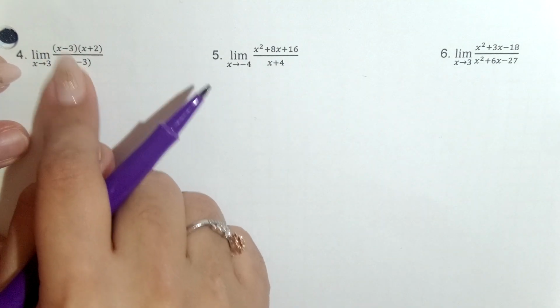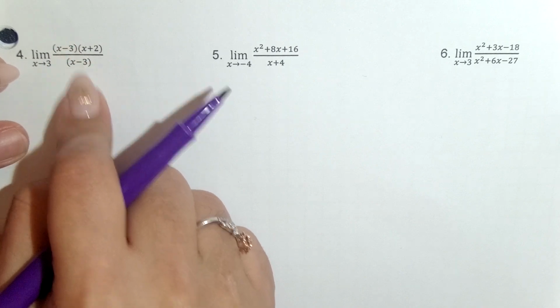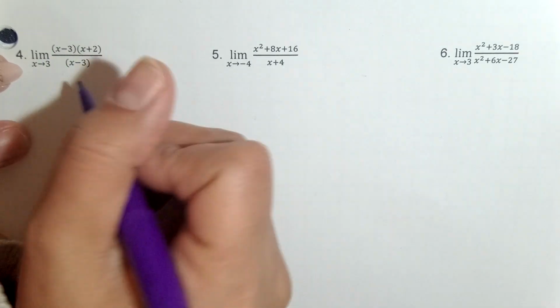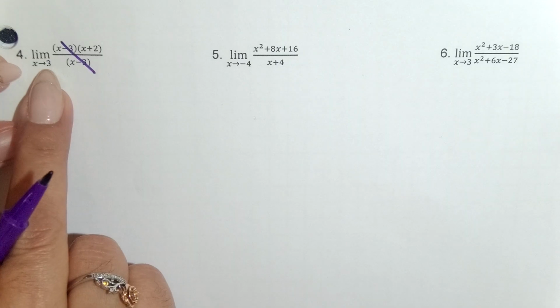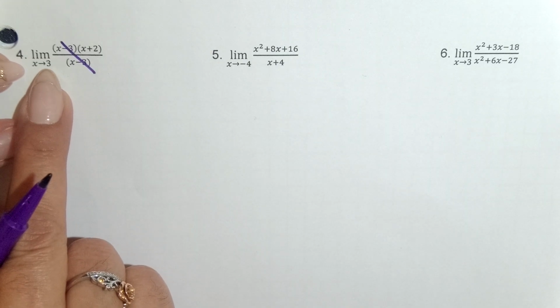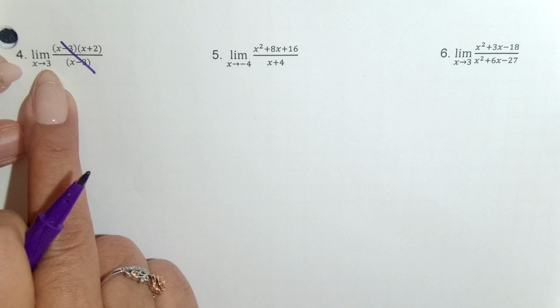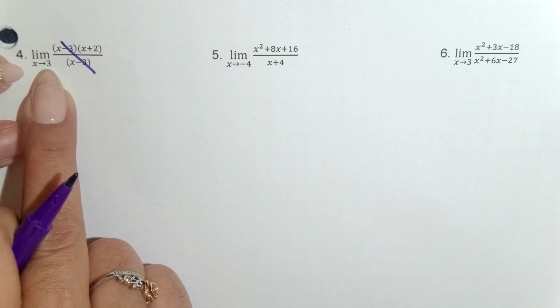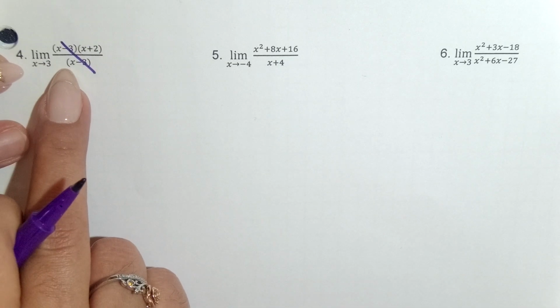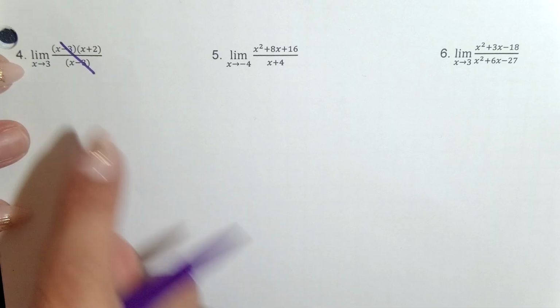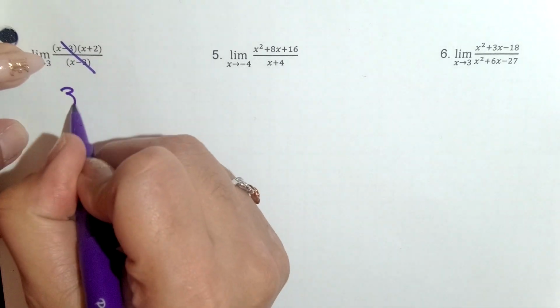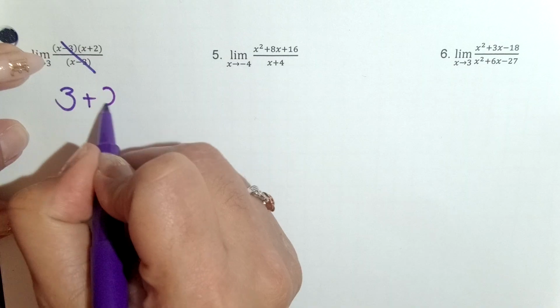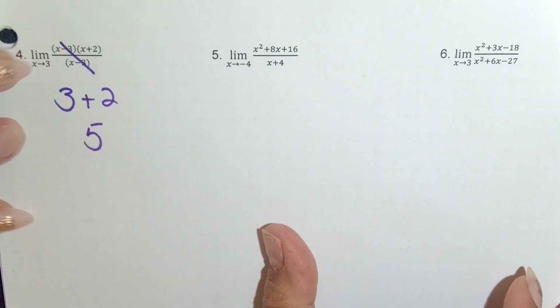What can I do to the top and bottom here before I substitute in? Cancel out. For those of you who substituted in first, you should have gotten an error, or your calculator should say cannot divide by 0. Right? So remember, when it says any of that, you have to factor or cross things out. So I'm going to substitute in 3 to the x, and we got 3 plus 2, and that equals 5. Questions?